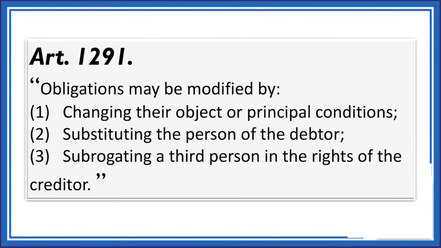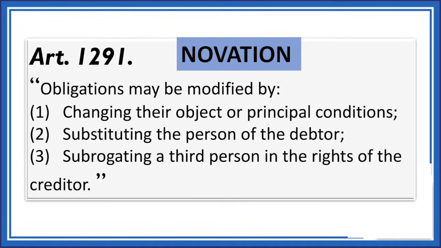So, Article 1291. Obligations may be modified by number 1, changing their object or principal conditions. Number 2, substituting the person of the debtor. And third, subrogating a third person in the rights of the creditor. So, obviously, this provision talks about novation.